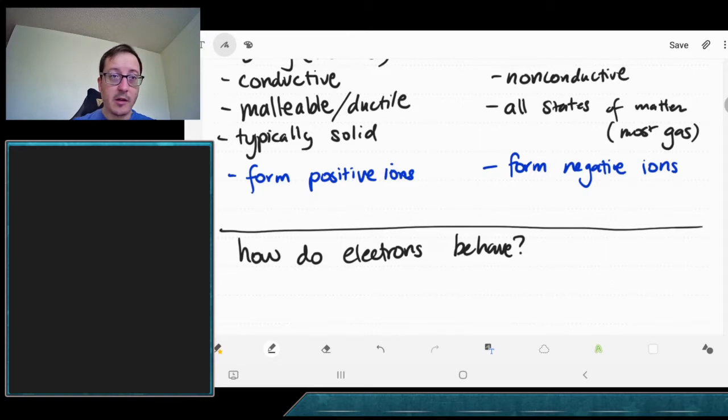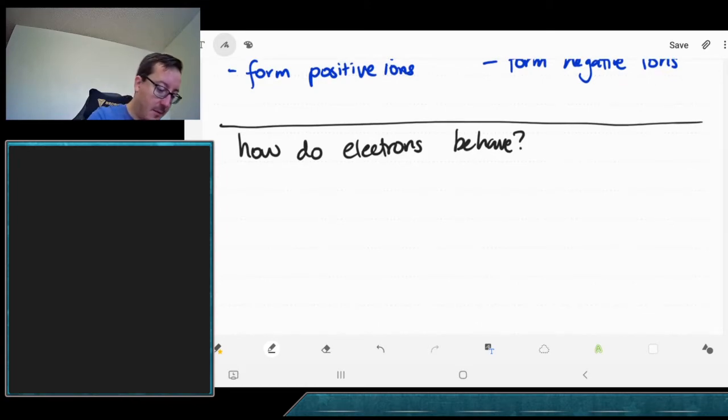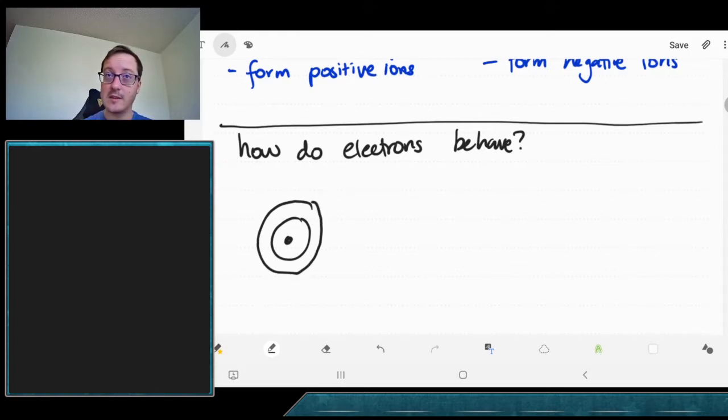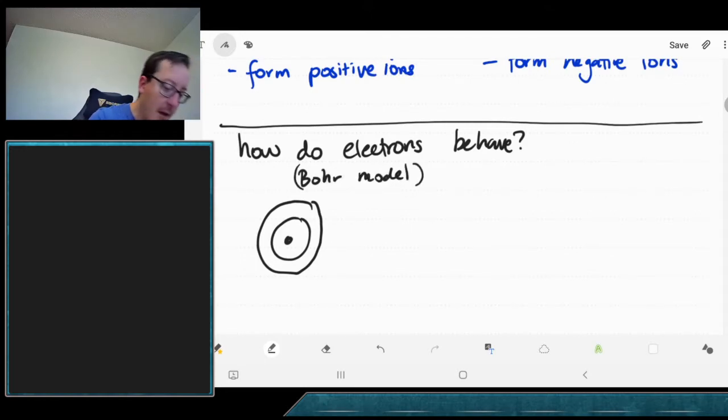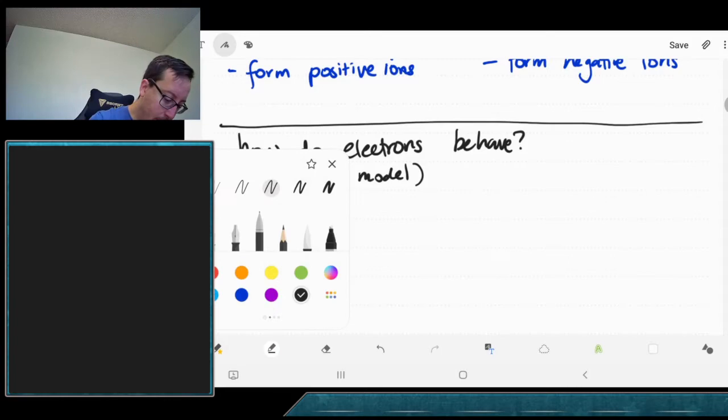To answer this question, for right now we're going to use the Bohr model of the atom, where we have our nucleus and our orbits. Remember, this is called the Bohr model. I'm not going to ask you that, but suffice it to say, this is just a way of describing atoms.